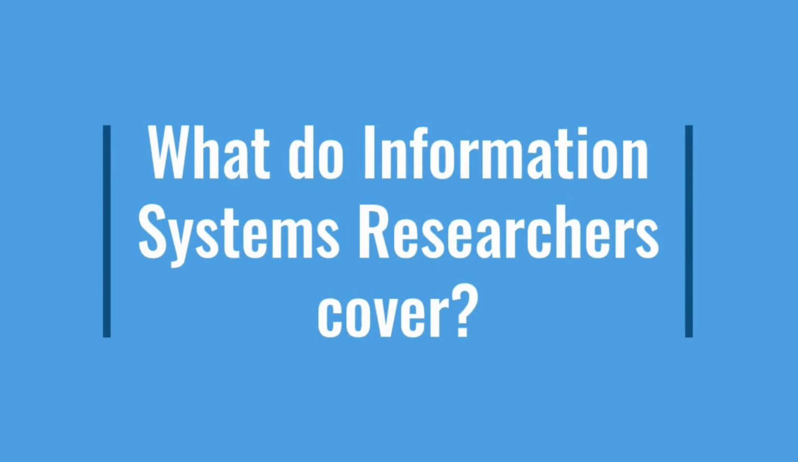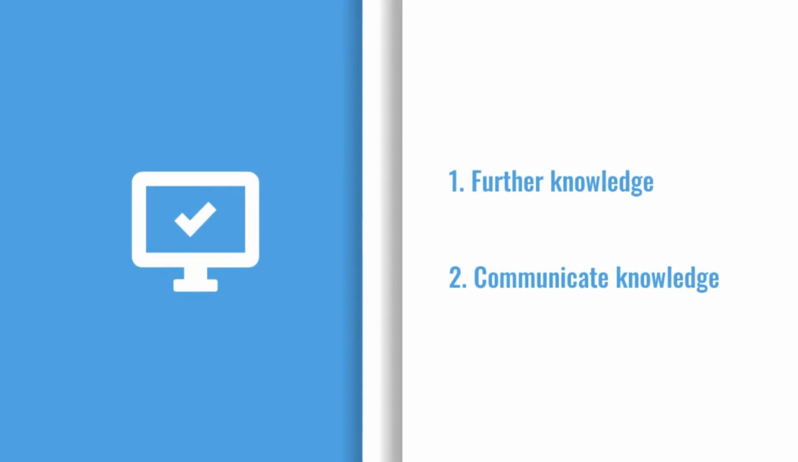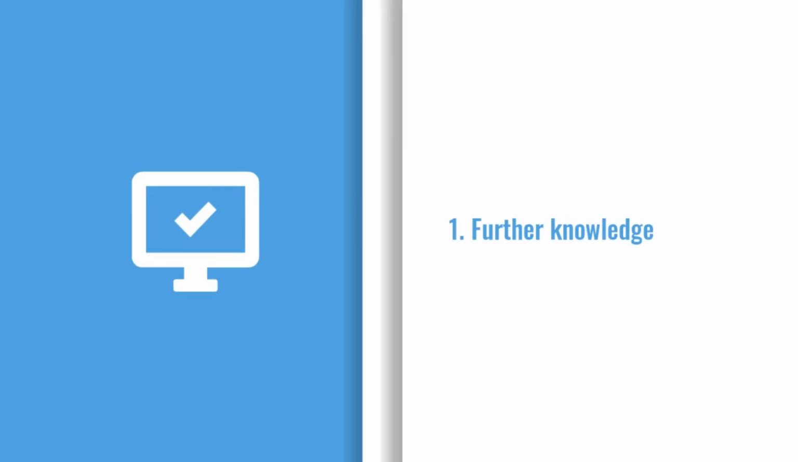So what do information systems researchers cover? IS researchers primarily have two main goals. First, researchers should further knowledge that aids in the productive application of information technology of human organizations and their management. Second, to develop and communicate knowledge concerning both the management of information technology and the use of information technology for managerial and organizational purposes.